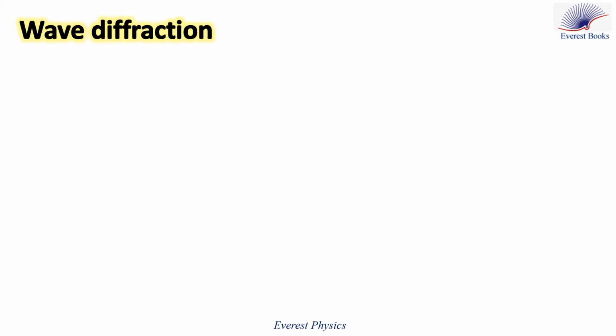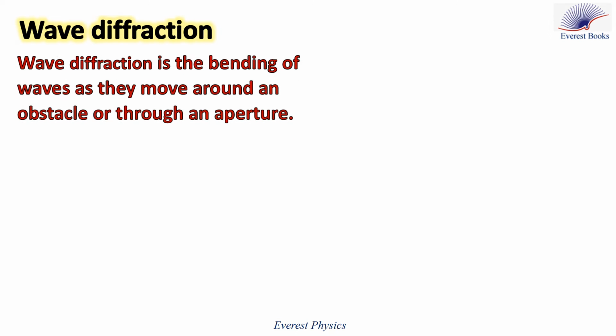We studied before the phenomenon of reflection. Reflection takes place when a wave bounces off an obstacle. Also, we studied the phenomenon of refraction. Refraction takes place when a wave passes from one medium into another. Now, let's study another phenomenon called wave diffraction. Wave diffraction is the bending of waves as they move around an obstacle or through an aperture.